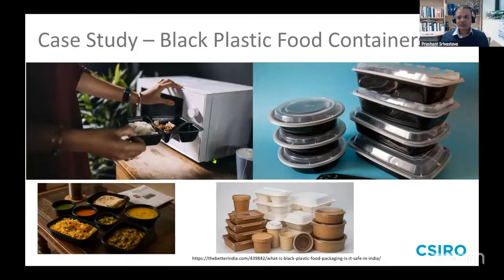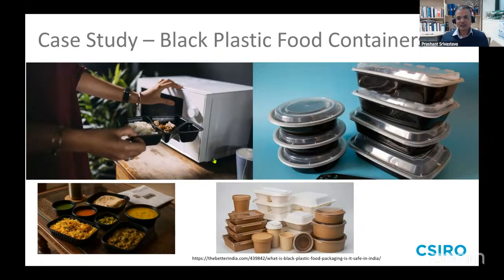And speaking of food, let's talk about something you might have seen a lot, especially if you have ever ordered food in a big city in India, let's say via Swiggy and Zomato. Black plastic containers. They look sleek, they are strong, and they handle heat well. But here's what most people don't know. They are often made from recycled plastic. And it's not just any plastic.